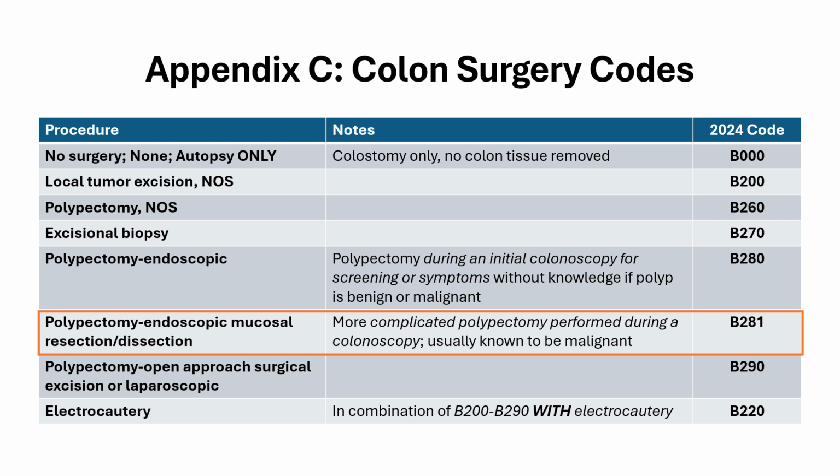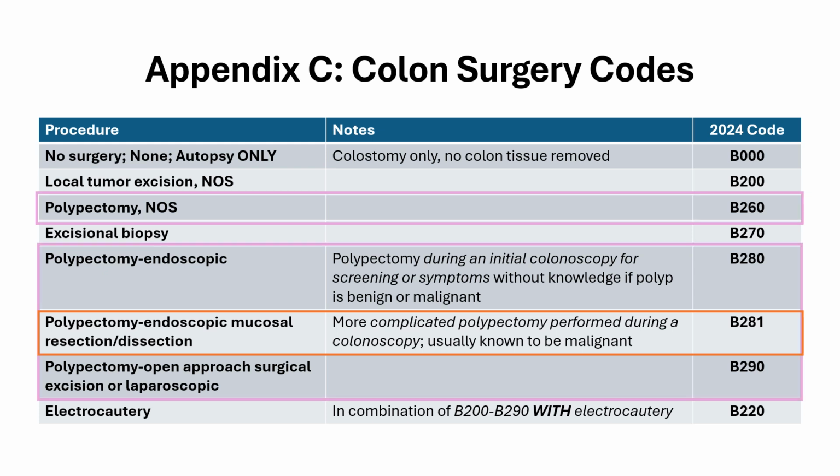If there is no surgery or autopsy only, or if there's a colostomy only and there's no colon tissue removed, code to B000. A local tumor excision is B200, but then we have our polypectomy codes. And those here are in pink boxes. So I'm going to point these out. We have polypectomy NOS, and that's code B260.